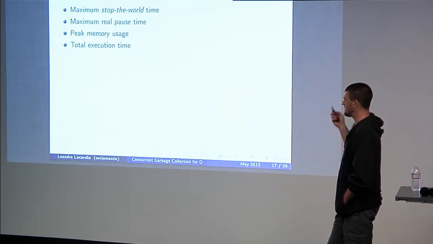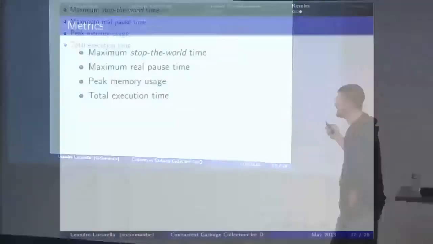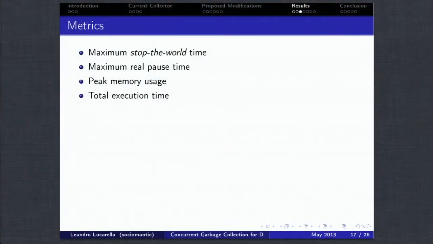Okay, what I measure is the maximum stop the world time and the maximum real pause time. The stop the world time is just the time that all the threads are stopped, really stopped, not because of the global lock, but because the garbage collector stopped all the threads to start the mark phase. This is even necessary in the concurrent garbage collector, because when you do the fork, you also need to stop all the threads to dump all the registers and have a clean state. So there is some stop the world time in the concurrent garbage collector too.